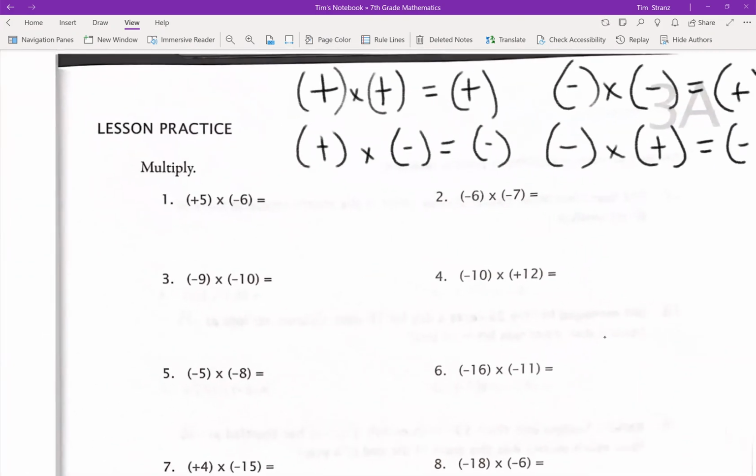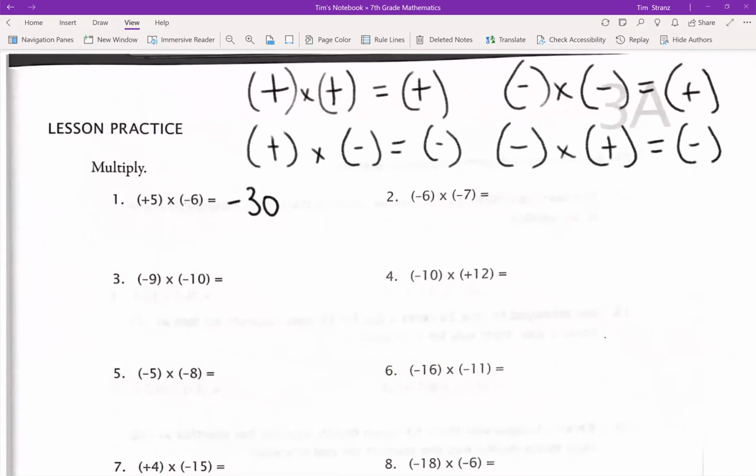So we got a positive 5 times a negative 6. We have a positive times a negative, which means we're going to have a negative answer. 5 times 6 is 30. Okay, number 2, we got 2 negatives. 6 times 7, that's going to be a positive 42. Number 3, we got 2 negatives again, so it's going to be a positive answer. 9 times 10 is 90. Number 4, we have a negative and a positive, so you're going to have a negative answer. 10 times 12 is 120.